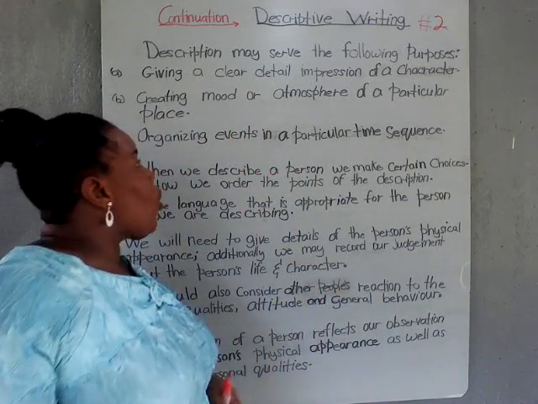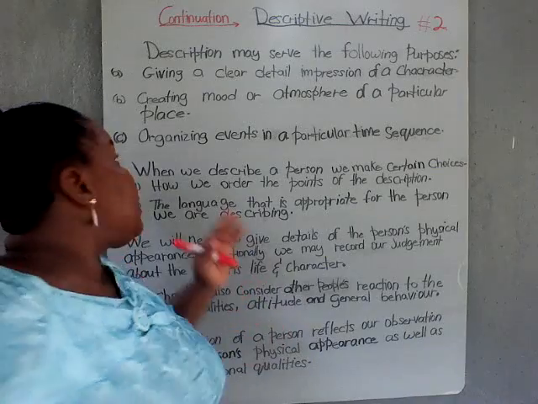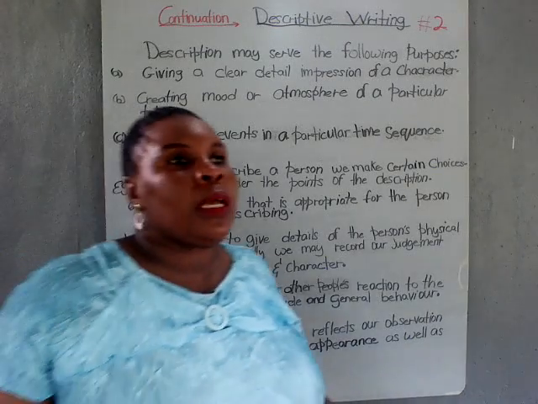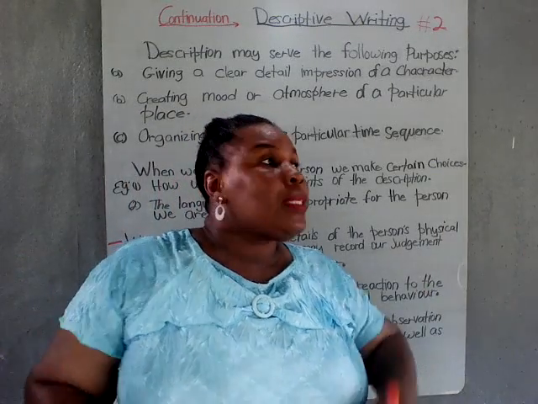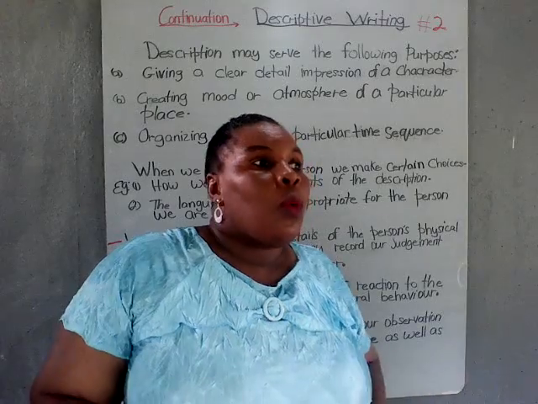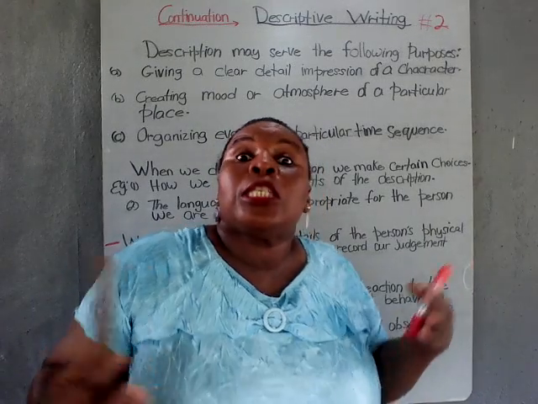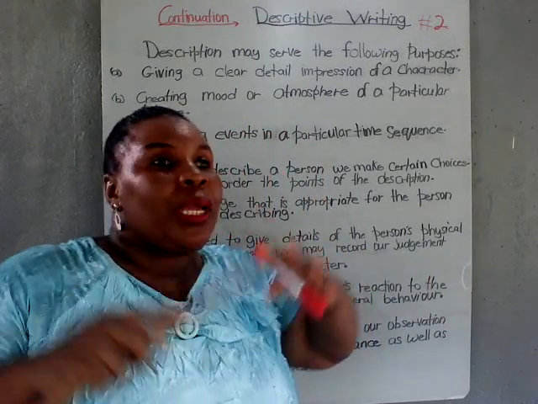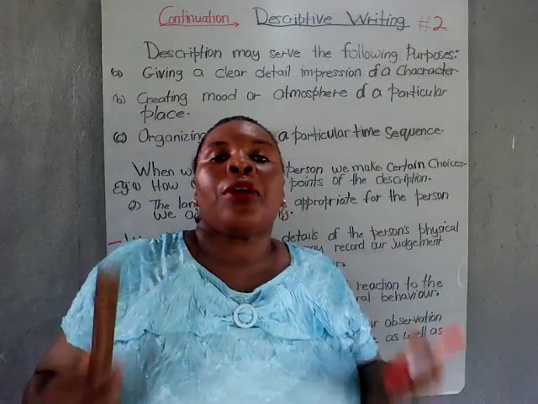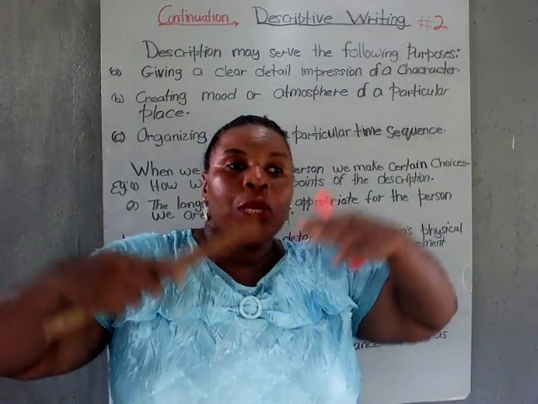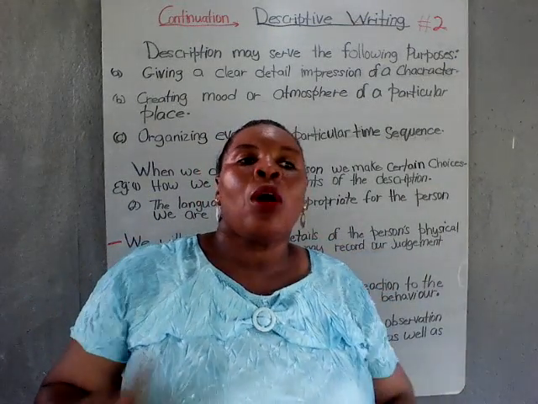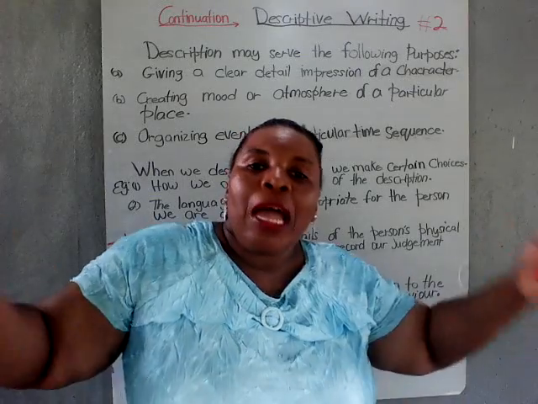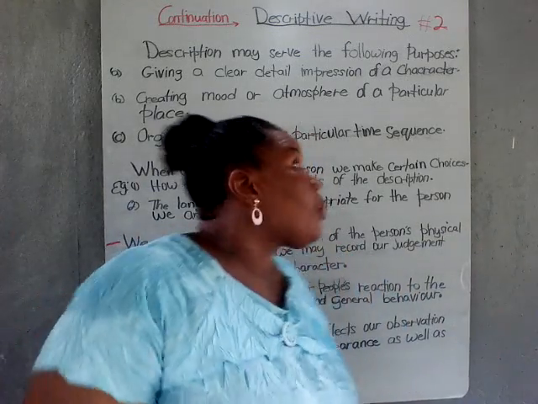Creating mood or atmosphere of a particular place. So was the clouds dark? Was it sunny and bright? Was it raining? All right, was it snowing? Okay, so you create the atmosphere to give the reader an impression, or tell the reader what the atmosphere is like, or what the atmosphere those characters have to be dealing with.